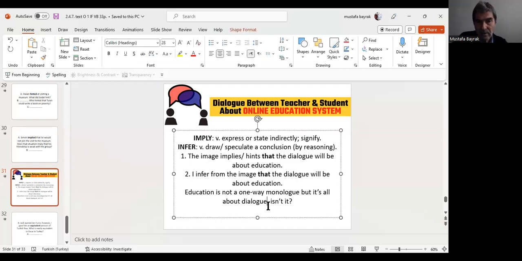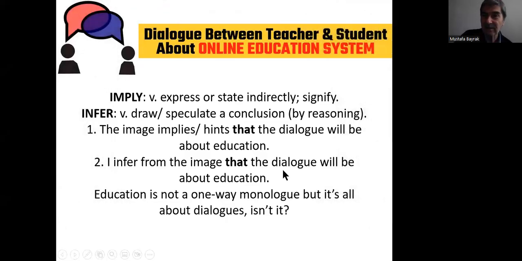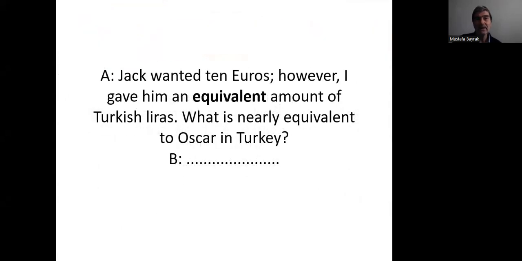Okay, but now we have to go on studying like this in monologues. Okay. Jack wanted, of course, I want it very much that there is someone else to give an answer to this question. Okay. But now we have to do it in this format. Jack wanted 10 euros. Okay. Jack wanted 10 euros. However, I gave him an equivalent amount of Turkish liras.